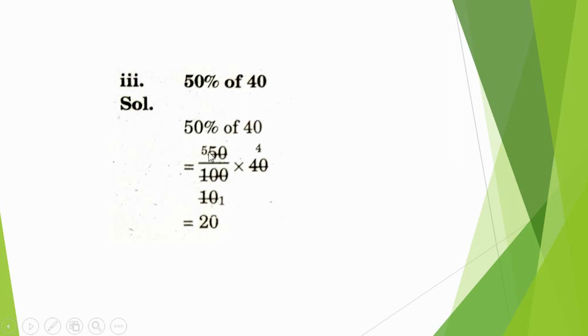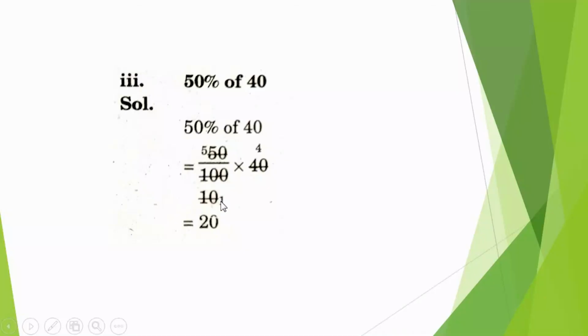50% of 40. Now we change this percent as denominator 100 and multiply this 40. Now 10 tens are 100 and 10 fives are 50. Now 5 fours are 20 and the denominator 1, which does not need to be written.